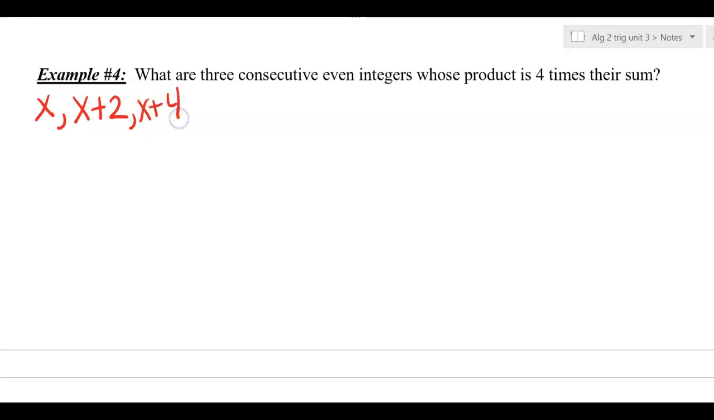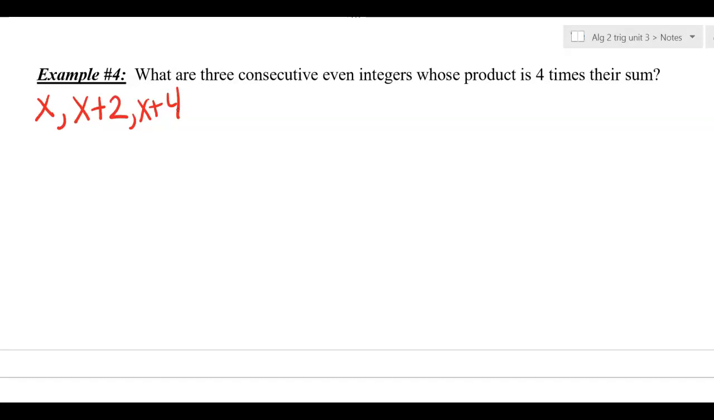Is this okay with everybody? So 3 consecutive even integers. What if they said 3 consecutive odd integers? Would this still work? Yes, it totally would, because x would just be an odd number, and then the next number would still be 2 away from it, and the next one would still be 4 away from it, right?